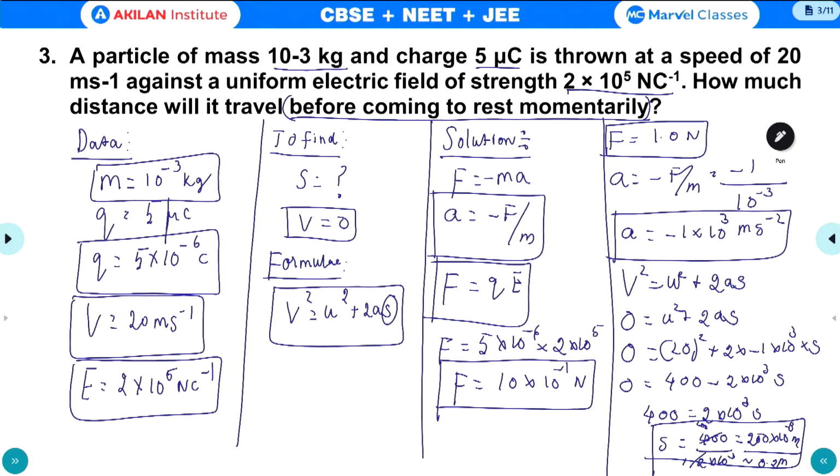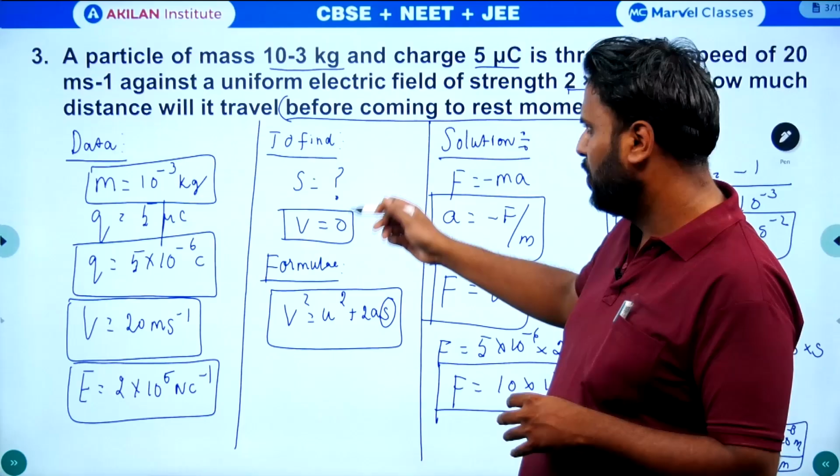Okay, this is the answer. So please go through the concept once again and you will understand very easily. So this is the problem and solution of the third one.